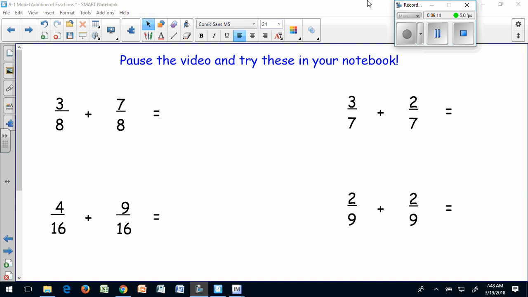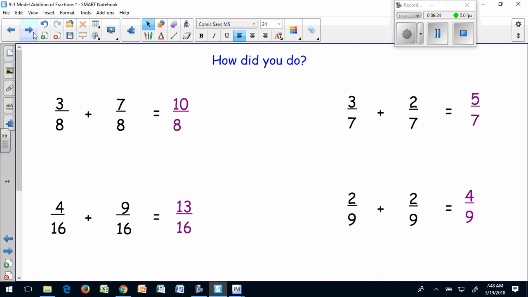Let's pause the video and try these 4 problems in your notebook. After adding all 4 equations, you should have 3/8 plus 7/8 equals 10/8, 3/7 plus 2/7 equals 5/7, 4/16 plus 9/16 equals 13/16, and 2/9 plus 2/9 equals 4/9. Great job!